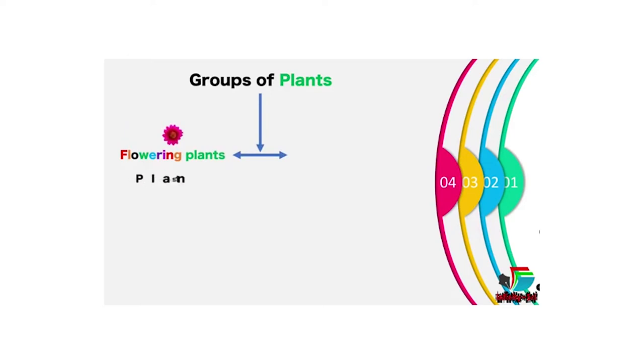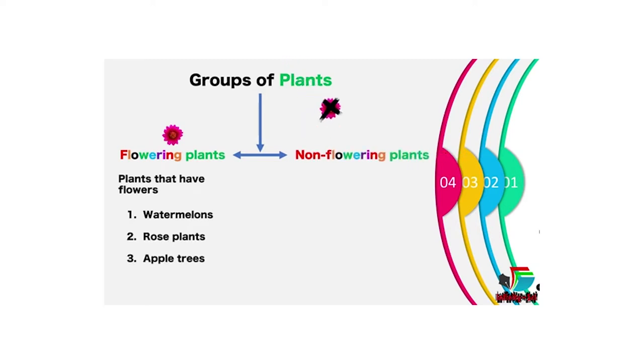Okay, so let's look at the groups of plants again as a summary of our lesson. Here we have the flowering plants. These are the plants which have flowers. And then we have watermelons. In our previous lesson, we have the rose plant, we have an apple tree, and that's it. For the non-flowering plants, again using the examples in the lesson, we have plants that do not have flowers. We have the cycad, the fern, and the moss. Those are the main examples.